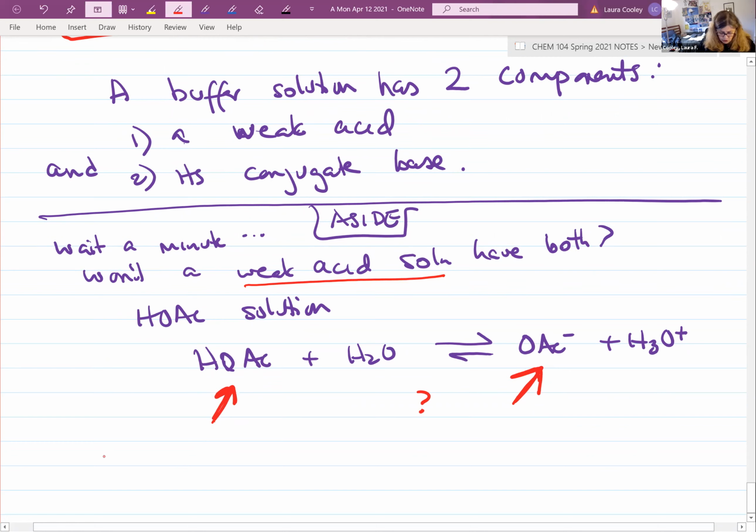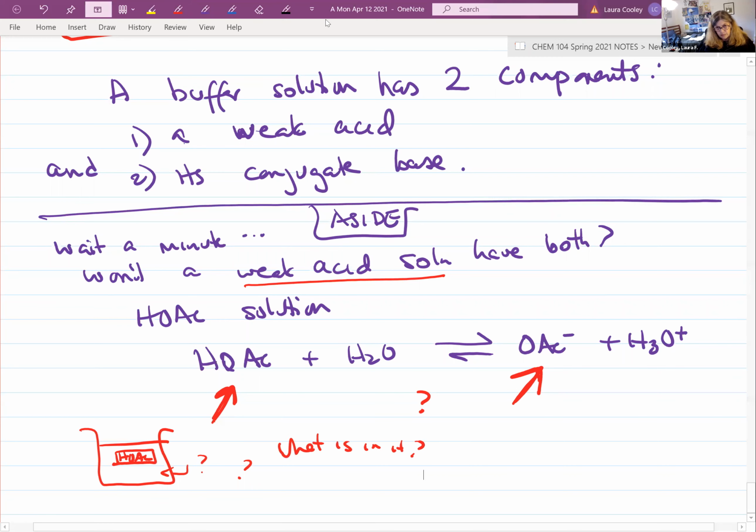What's in that solution? What's in the soup? You know, if I make up a solution and it's HOAC, what's in there? Well, give me one thing that's in there. Nobody knows the answer to that?